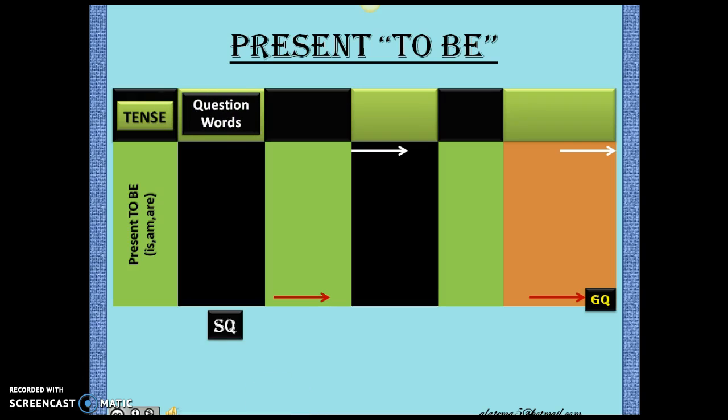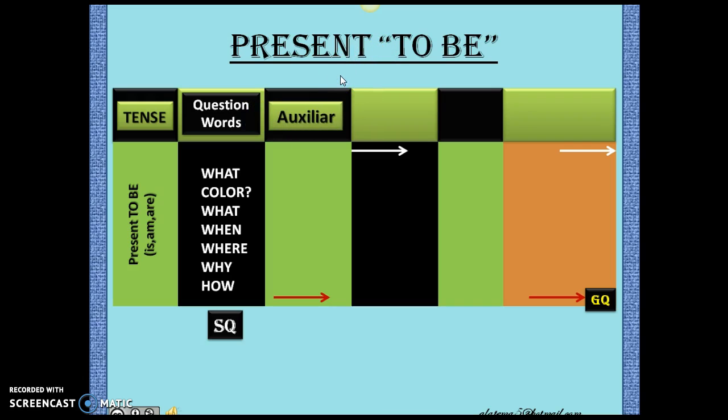First of all, we have to consider the question words. Here we have some examples like what color, what, when, where, why, how many, how much, how far, how often, okay, among other question words. After the question word, this is the order for a specific question, we have the auxiliary. And the auxiliary is going to be according to the tense that you are using. In this case, we have is, am, are.